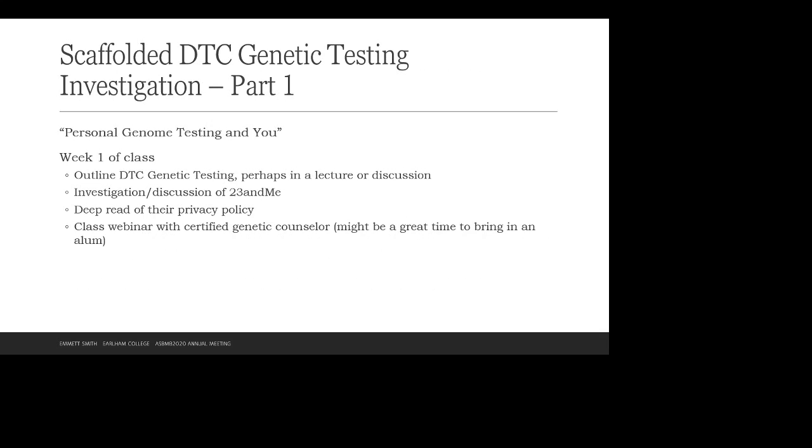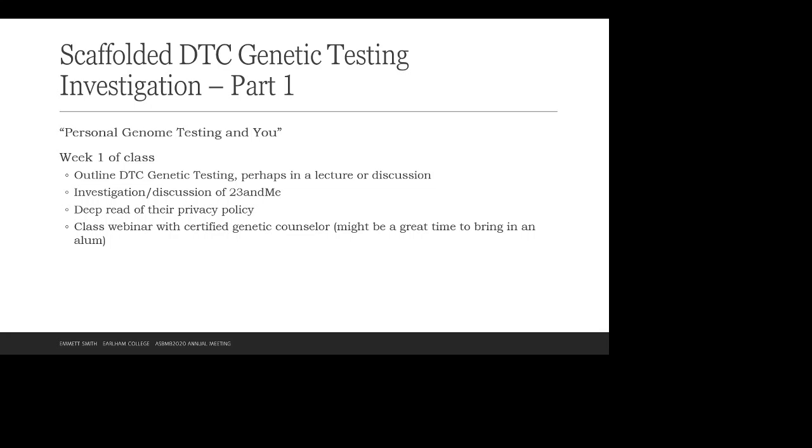So how do we start? Well, first off, we had personal genome testing in lieu. As I mentioned before, the very first week of class, we dug right into the details of 23andMe and their privacy policy. We had our genetic counselor attend the class via a webinar. This might be a great time to bring in an alum of your institution if you have a network of alums that are genetic counselors. That might be really cool for your students.